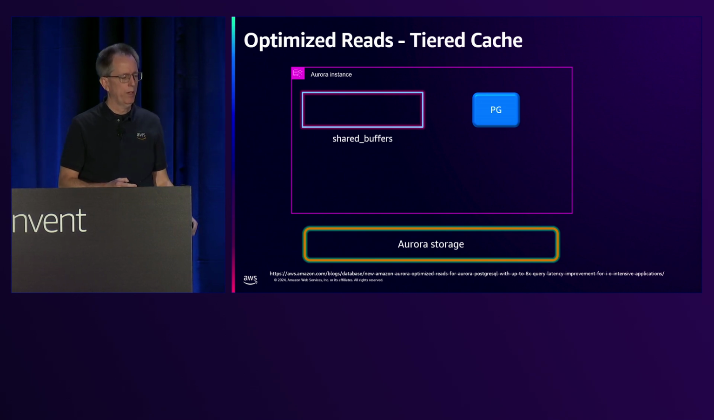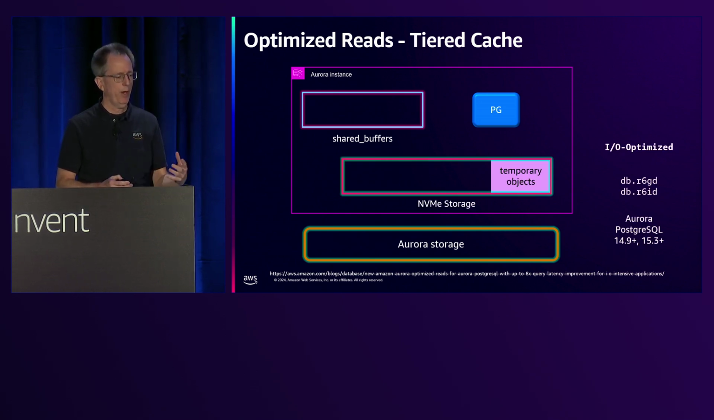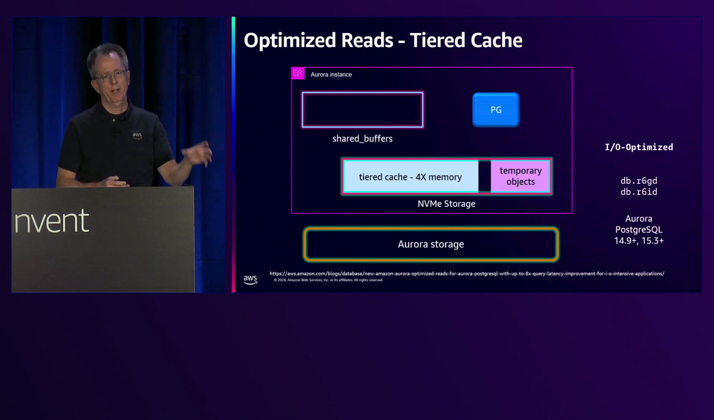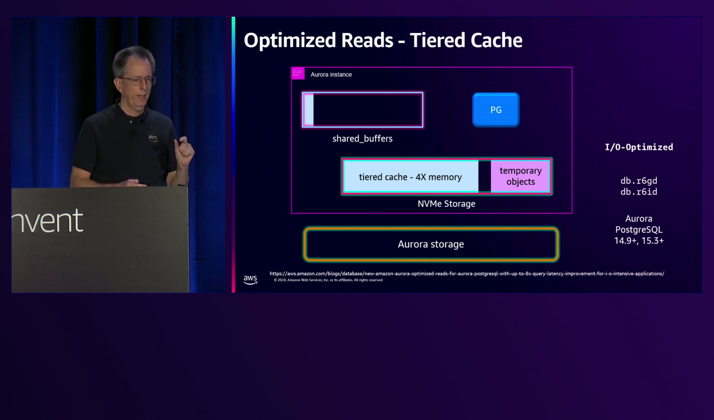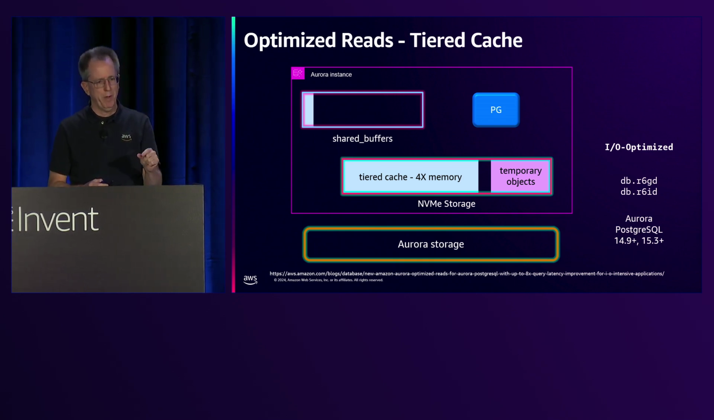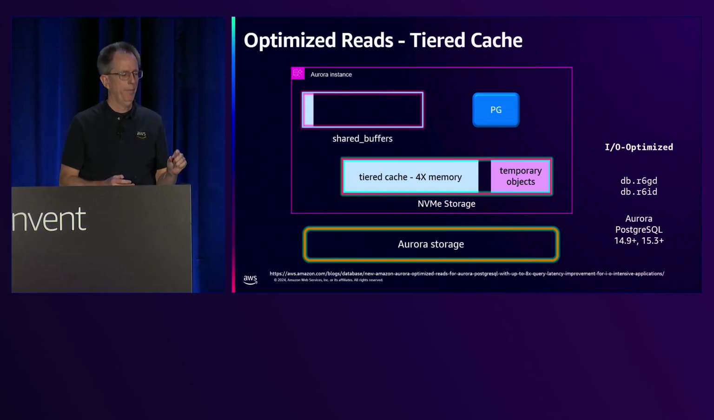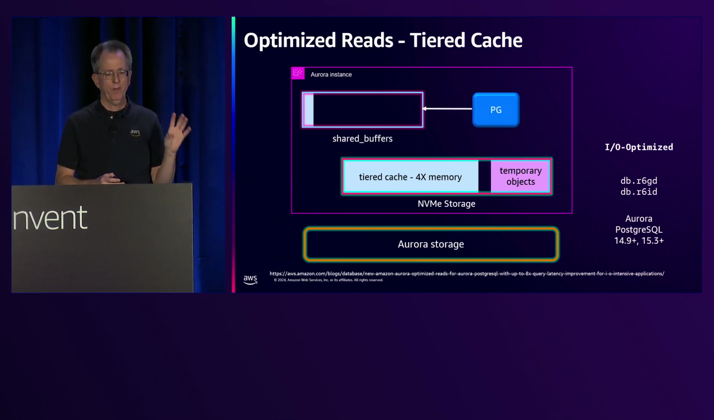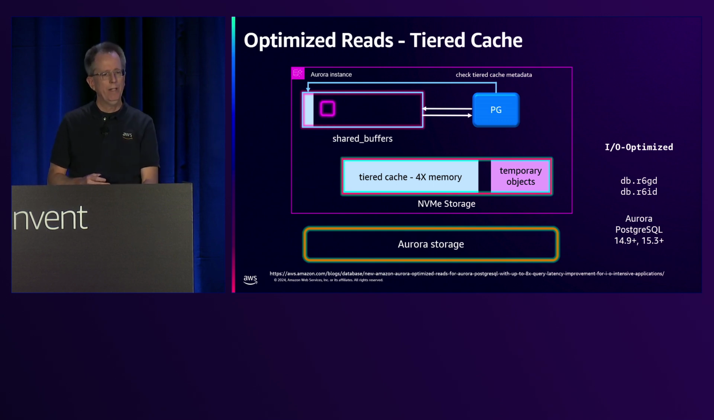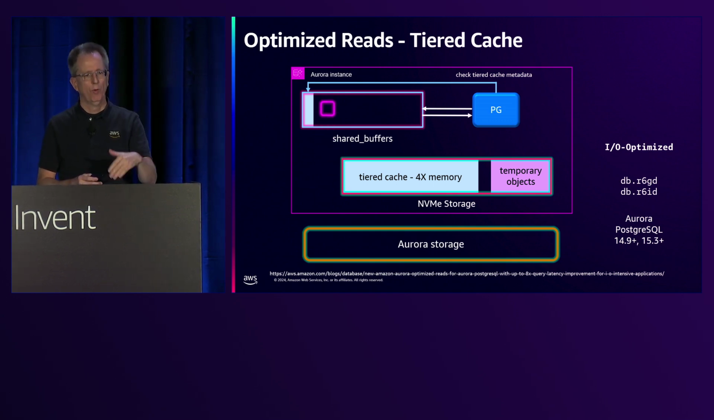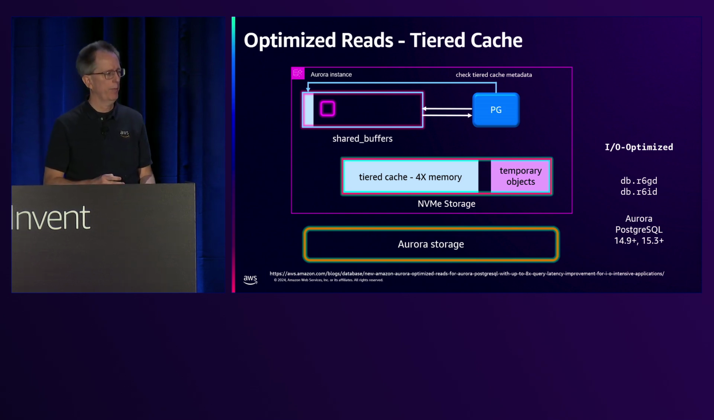So now what we can do is we have the space for temporary objects. Now we have 4x the memory in the NVMe as a cache for blocks. We take a little bit of the RAM in shared buffers to use for metadata. But now when you do a read, it works fairly similarly, except we check in the metadata to see if it's in the tiered cache. If it's not, then we're going to go read it from storage and put it into memory. Now notice we don't read through the cache, right? We don't change the read characteristics of the system at all.